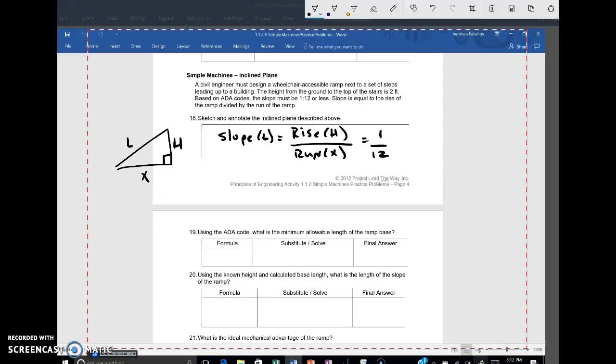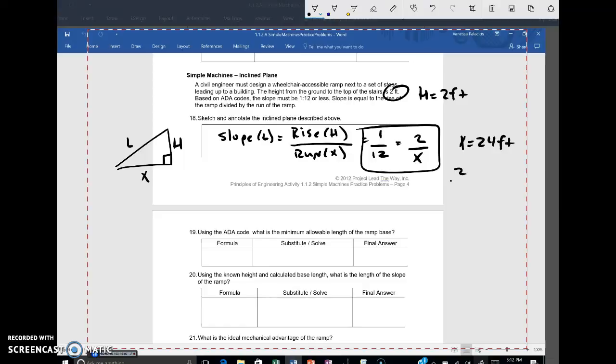Now the problem tells us that the H is equal to 2 feet, right? So if this is 2 feet, what does X need to be in order for the ratio to be 1 to 12? So X has to be 24 feet, right? So 2 over 24 is equal to 1 over 12. So X is 24 feet. We already knew that this is 2 feet, okay? So we still don't know our L yet. All right? So here's 24 feet.